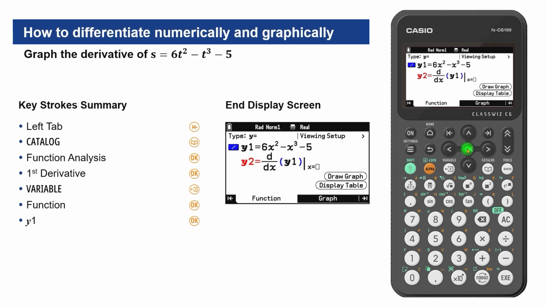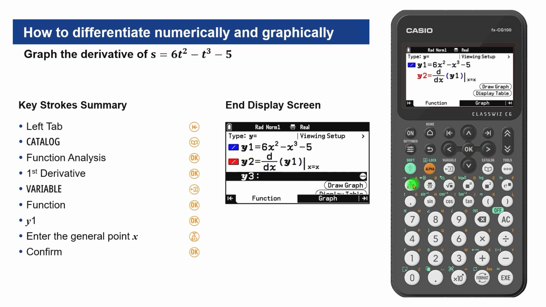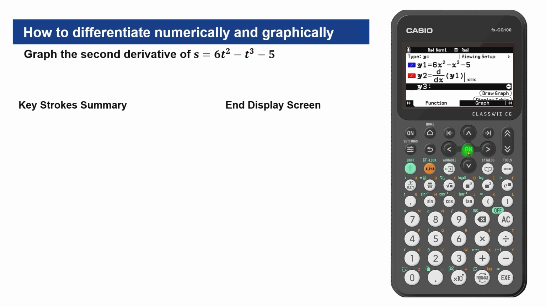This is an efficient method for sketching the derivative, as simply changing the y1 function will now also change the derivative function. It also allows comparison of accuracy between graphs of your differentiated function and the correct derivative. Enter the general point x to plot the derivative of all points. Then confirm.